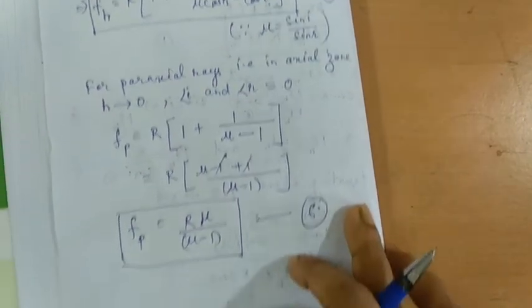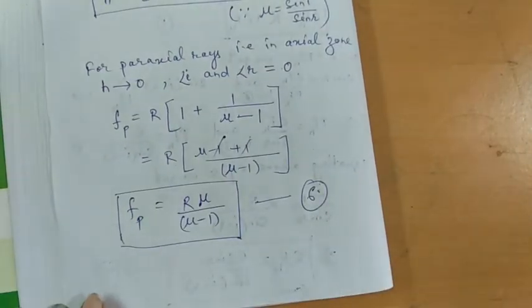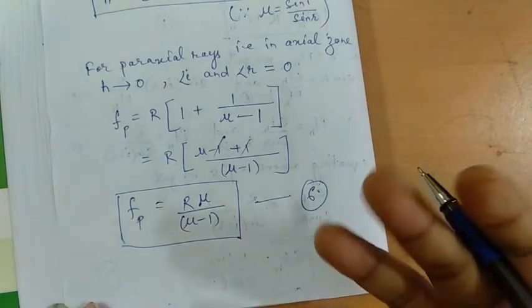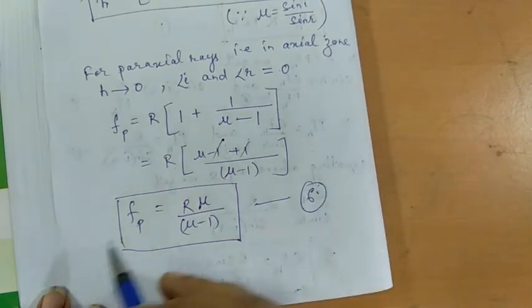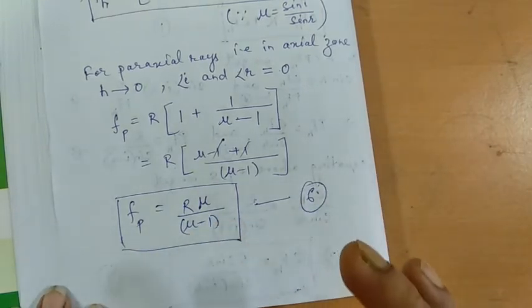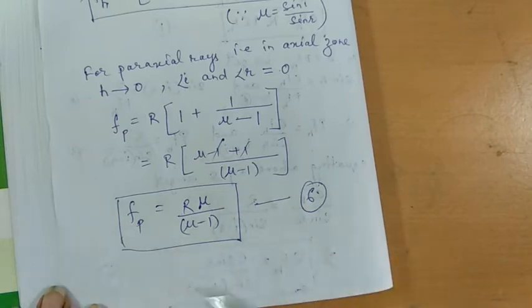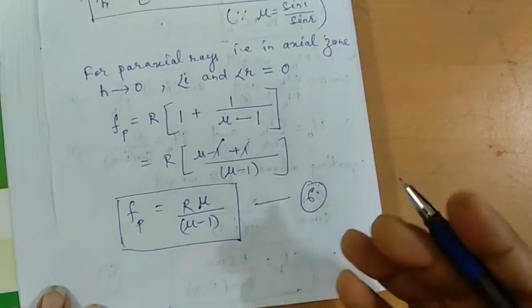Now I am going to find out the measure, or the amount, of spherical aberration in the lens. So how do we find this out? This is very simple. We know that the difference between the focal length for the paraxial rays and the marginal ray gives you the amount of aberration.